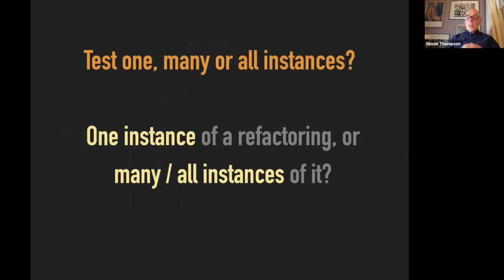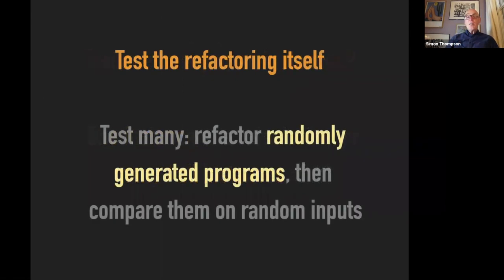But if we've got a refactoring, we could try and test many instances. And we have done this by randomly generating programs and then randomly refactoring them. So that tests renaming, for example. We generate random programs and then we check that the behavior of the programs produced is the same as the programs that were there before.